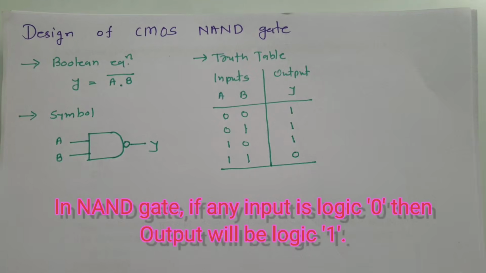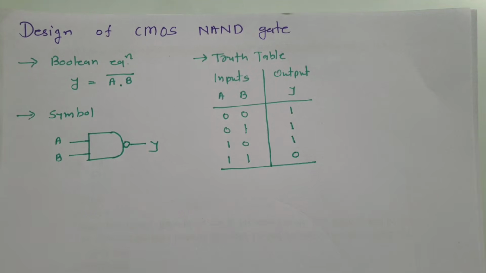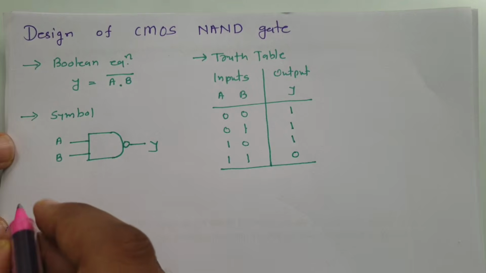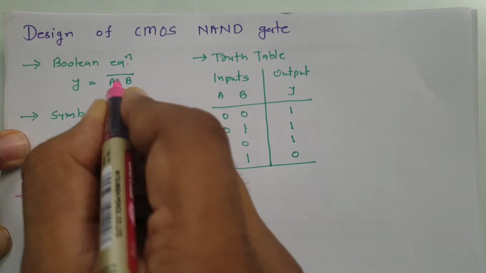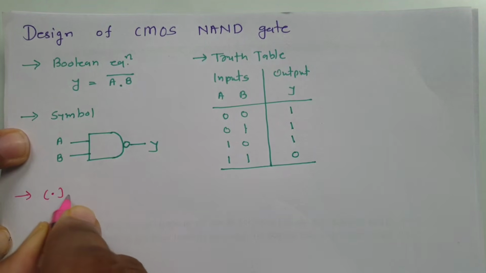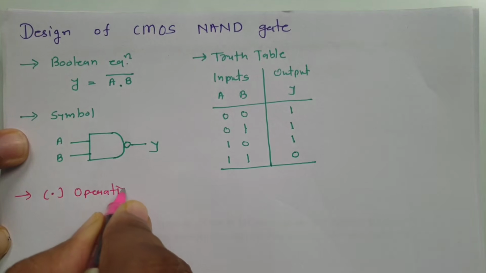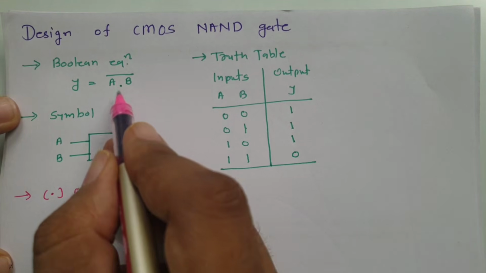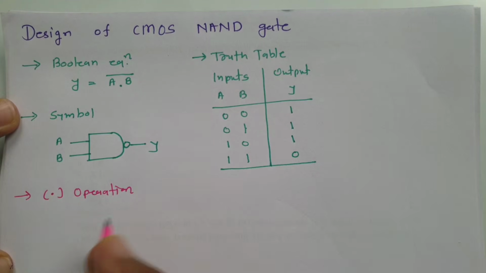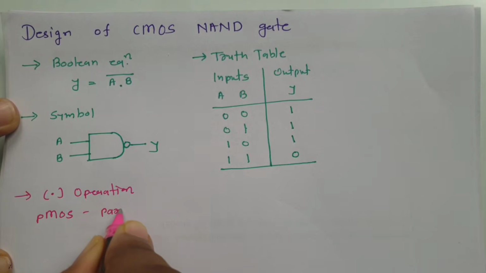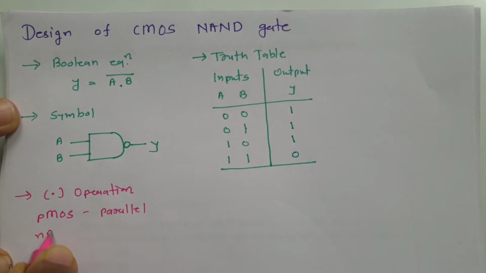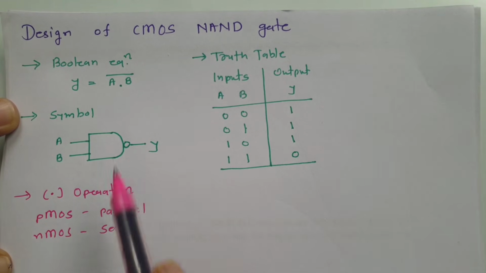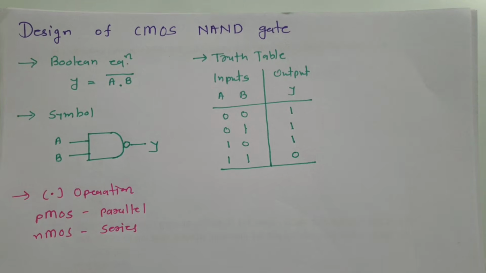Now before we implement this NAND gate using CMOS, we should know some basics. In the NAND operation we have a dot operation, a dot b whole bar. When you have a dot operation, you should have PMOS in parallel and NMOS in series. So in a dot operation, PMOS should be in parallel and NMOS should be in series.